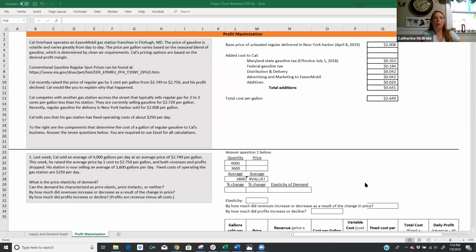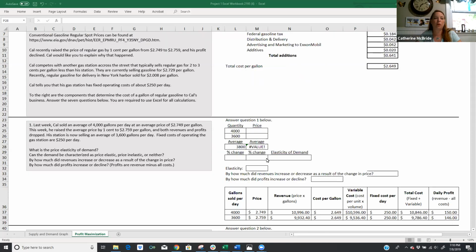Hello, class. I wanted to go over the first couple of parts of the profit maximization spreadsheet. When we're looking at this spreadsheet, on the top part, you're given the data for the price and some of the market information. And then when we get down to this first question for week 1, I just wanted to walk through some of the pieces of Excel here.